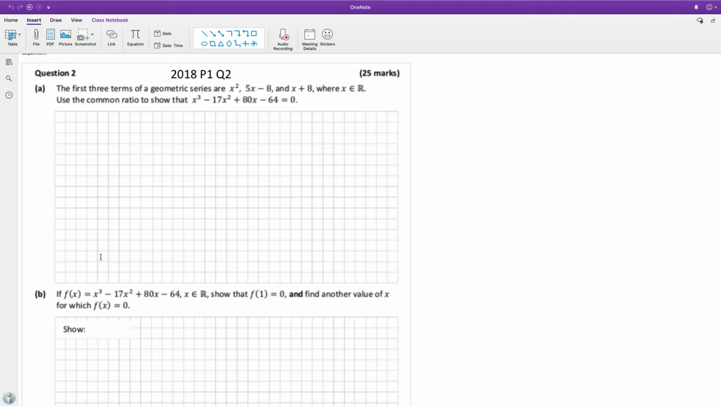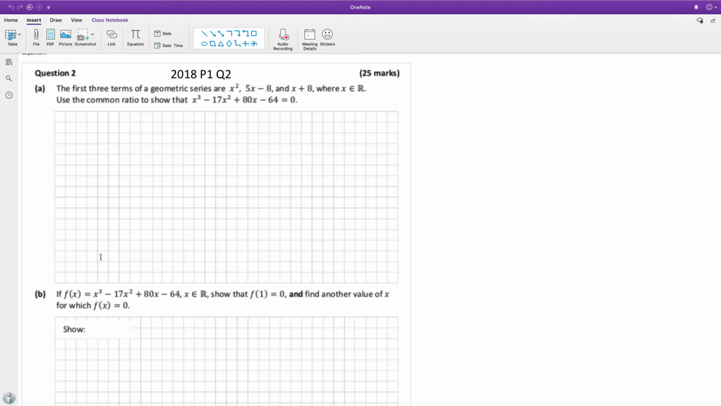So, the first three terms of the geometric series are x squared, 5x minus 8, and x plus 8, where x is equal to r. Use the common ratio to show that x cubed minus 17x squared plus 80x minus 64 equals zero. Anyone know how we'd attack the first bit?